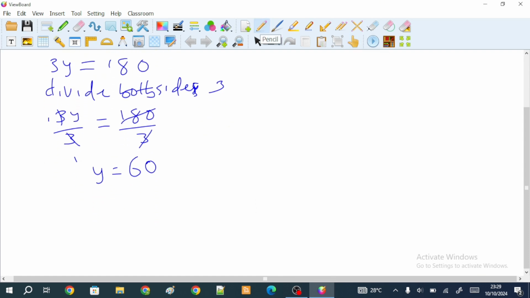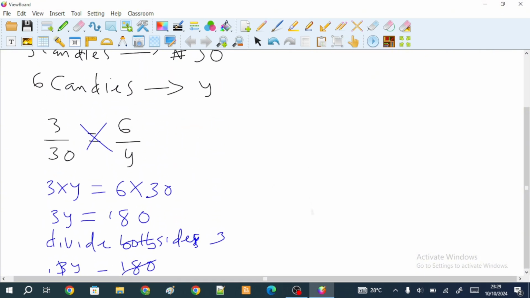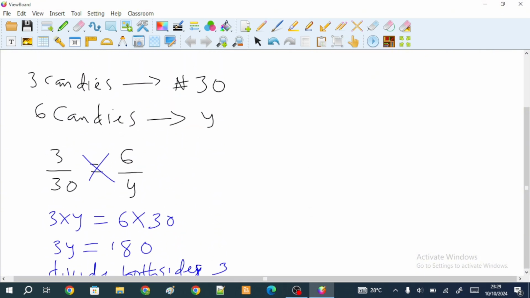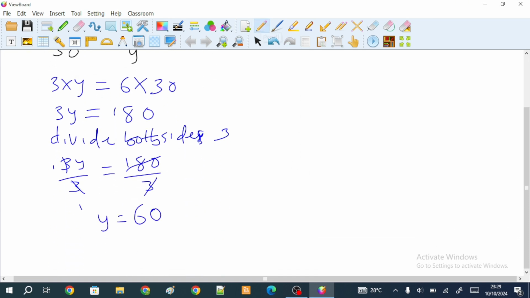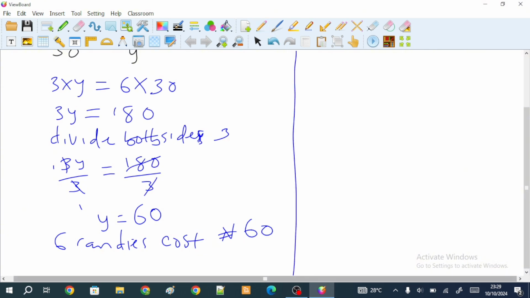So what does this mean? This means that the original question is, how much are we going to buy 6 candies? Remember, y is the amount we're buying 6 candies. So we can say therefore 6 candies cost 60 naira. So this is very, very simple. Let me show you one more example.